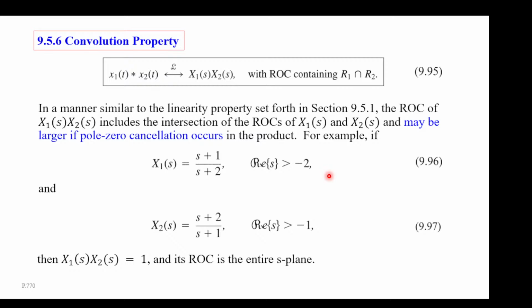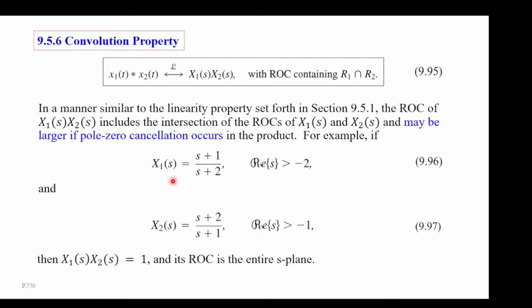It's the convolution property. And the convolution property, just like before, says that convolution in time Laplace transforms to multiplication in the frequency or S domain. And once again, the ROC, just like linearity, contains the intersection of R1 and R2, so it can be bigger. That's just because, like before, we can have a pole-zero cancellation.